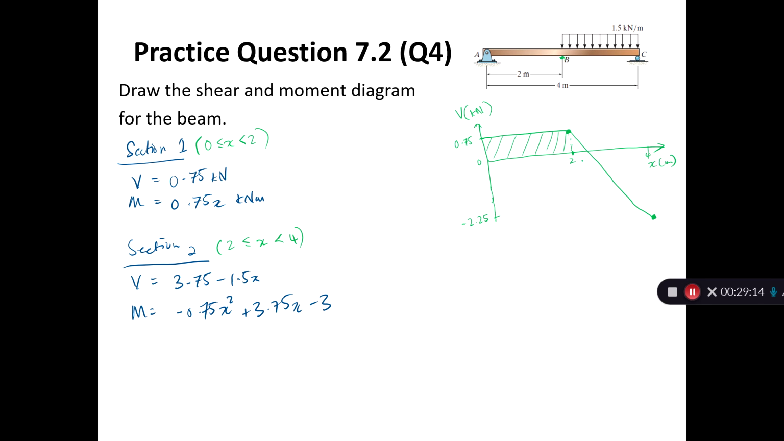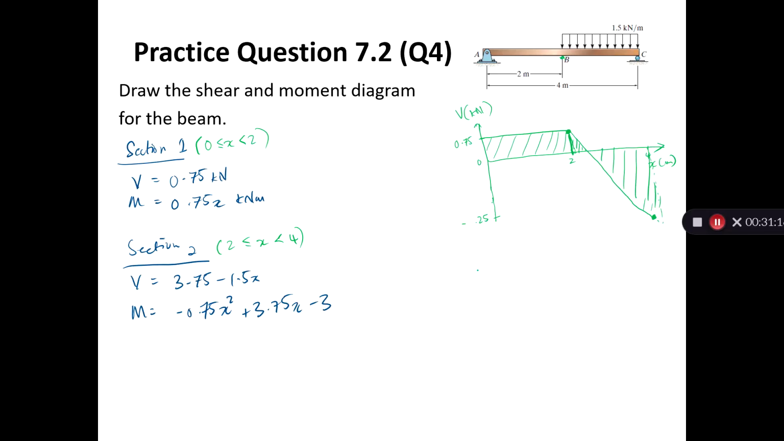Alright. So how do you shade this? What you can do is just shade the region. Whoops. Shade the region. Alright, here. And this as well. Okay, because it starts from here, it goes downwards. Okay, that is a very lopsided shear diagram.